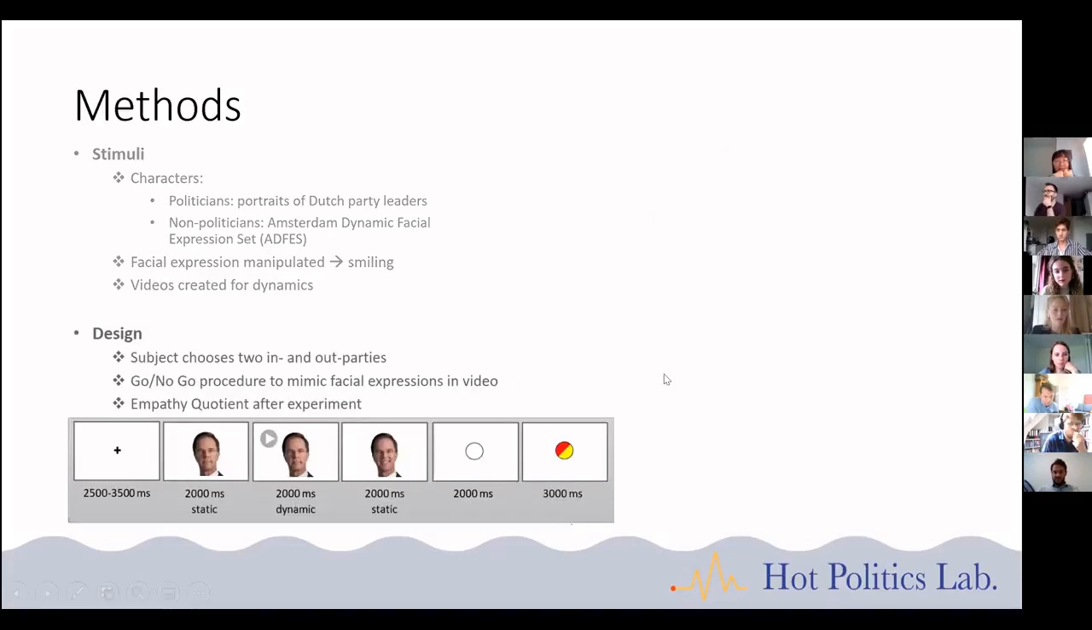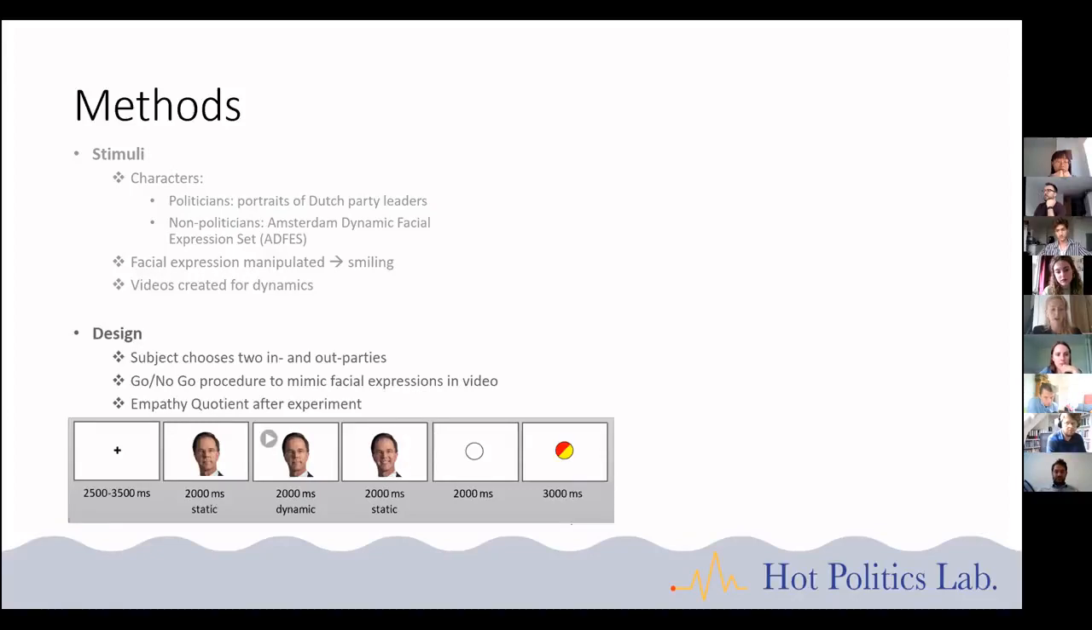So in our experiment, subjects had to choose 2 in-parties and 2 out-parties, based on the question of which parties they would most likely vote for during the next election, or which 2 parties they would most likely not vote for. Then the subjects went through a go/no-go procedure in which they had to mimic the facial expression shown in the video. There was a video, and then they were shown a circle which turned either red or yellow. When it turned yellow, they had to mimic the expression they just saw. When it was red, they had to inhibit the expression that was just shown to them.